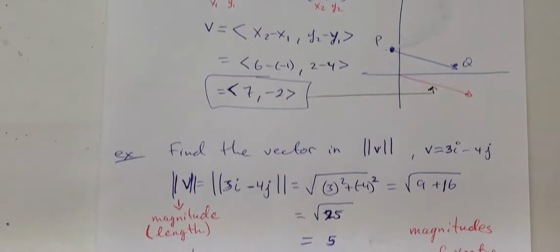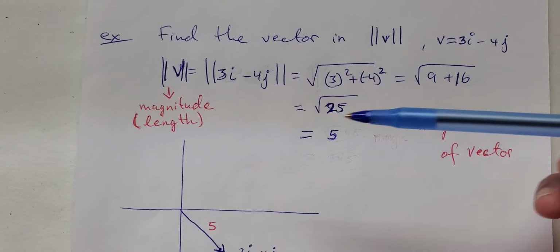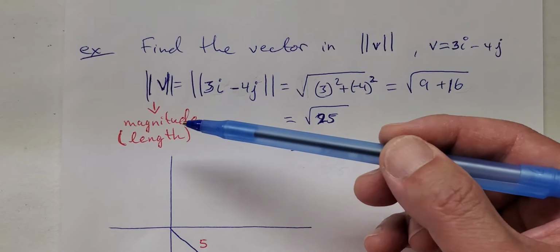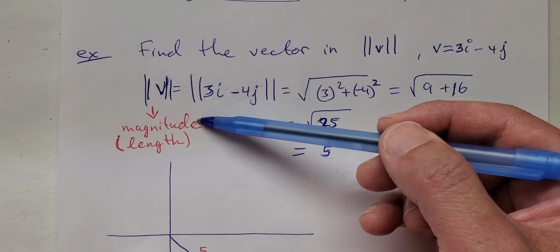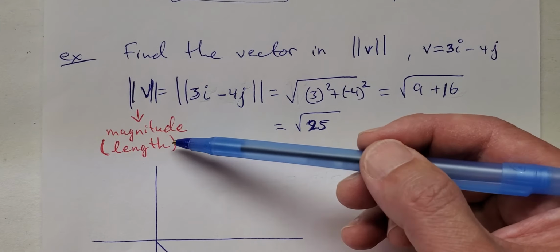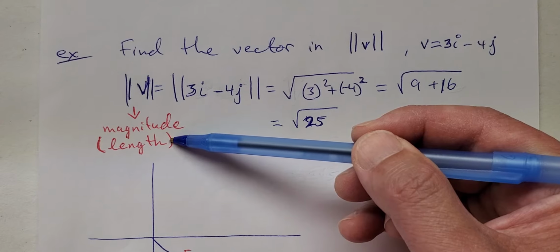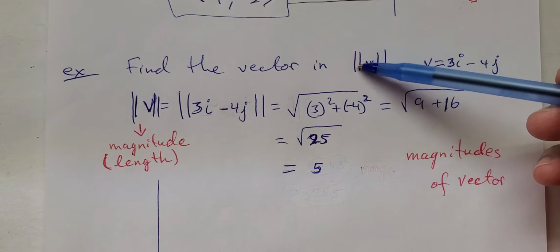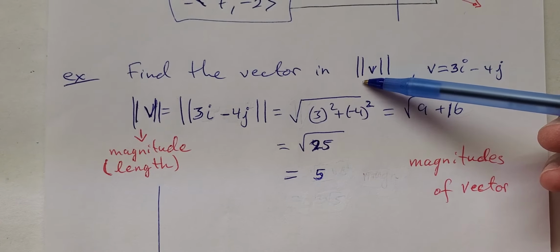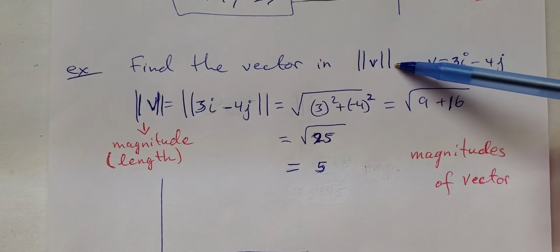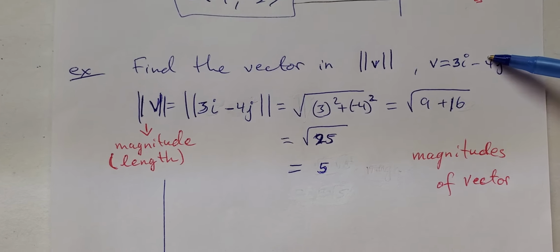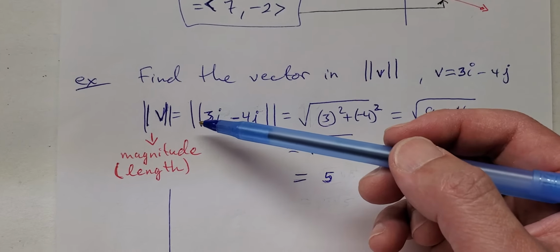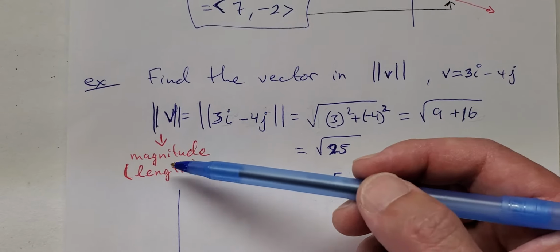Okay, next example, we want to find the magnitude, or the length, of a vector. Magnitude is just a fancy way of saying the length of the vector. And this is how we represent the magnitude of a vector: with double absolute value, on the left and on the right. Here I have a vector 3i minus 4j, and we want to find the magnitude, or the length, of that.